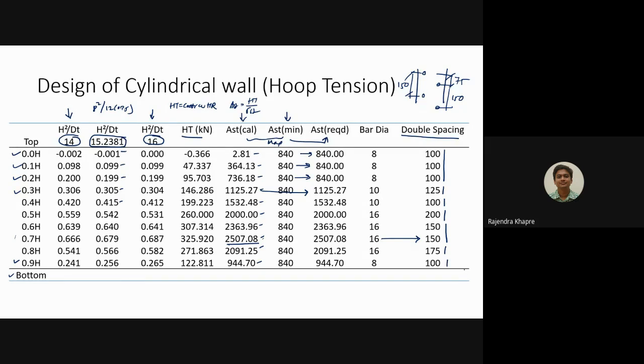So like this you have to prepare a drawing giving all the distances and all the detailing, that is 8 mm dia or 10 mm dia or 16 mm dia, whatever is the double spacing. Preparing this table takes a significant amount of time because we have to first of all find out the interpolated values, and then we have to calculate the hoop tension, AST, and so on.